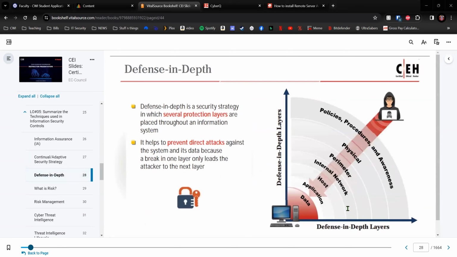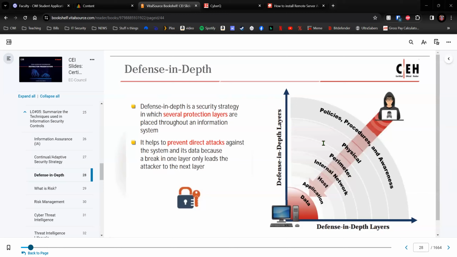Defense in depth, we've talked about this a couple times. Defense in depth is a security strategy in which several protection layers are placed throughout an information system. It helps prevent direct attacks against the system and its data because a break in one layer only leads the attacker to another layer. So this is just an example.